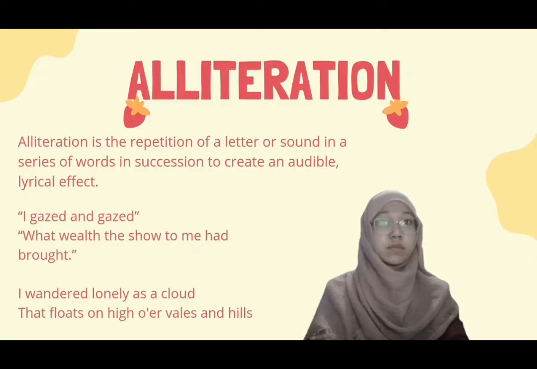Alliteration is the repetition of a letter or sound in a series of words in succession to create an audible lyrical effect. The repetition of consonants is known as consonance and of vowels, assonance. And there are examples found in this poem. These examples are the usage of the G sound in "I gazed, and gazed," and the usage of the W sound in "what wealth the show to me had brought."